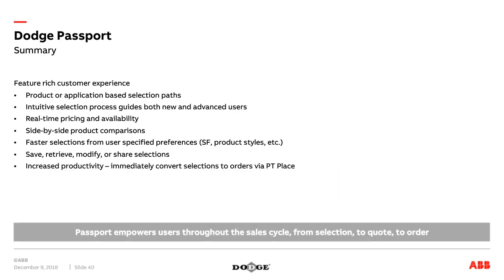So again, that was a brief overview of how to walk through one example. There's a lot more that we could walk through here if we had Passport in front of us, but ultimately you really get a true feature-rich customer experience that is application focused, but it's definitely intuitive enough that it's going to guide you whether you're a new user or an advanced user. It's really going to easily guide you through the selection process.